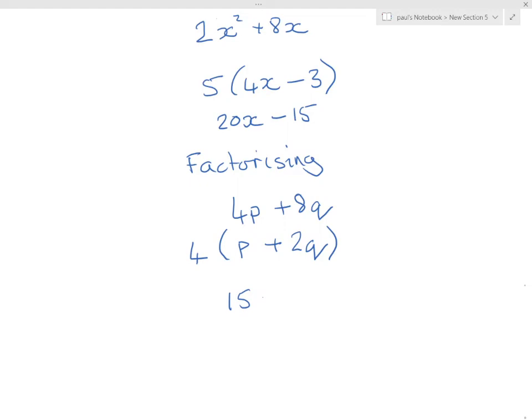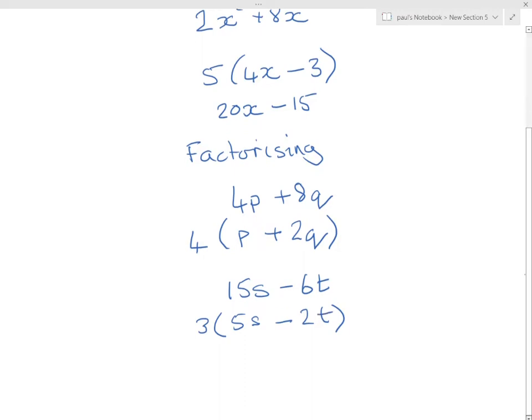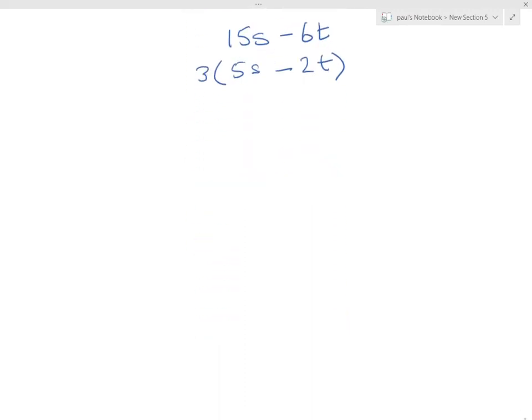And we can have another one, 15s minus 6t. So we need to find a number that goes into both 15 and 6, which is 3. That's the highest number. So we put the minus sign down there. So 3 5s are 15, s, and 3 2s are 6, t. There's some more.